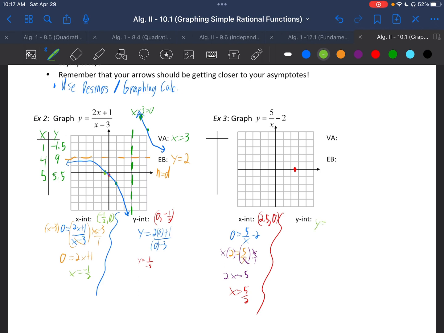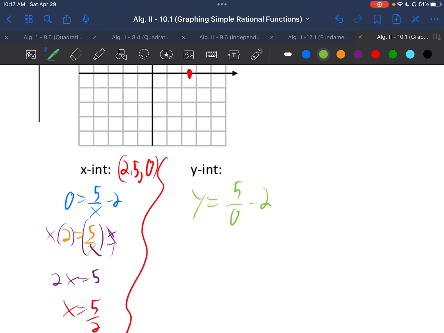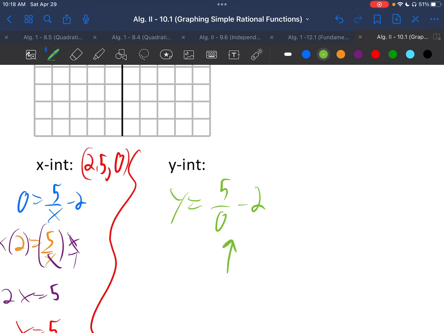So we have y equals 5 over 0 minus 2. Well, you might notice, wait a second, you can't divide by 0. This is undefined. And it doesn't mean that it's just negative 2 then. It means that there is no y-intercept. Because it's not that you just erase that and then go with minus 2. The entire thing's undefined because one part of it is being divided by 0.